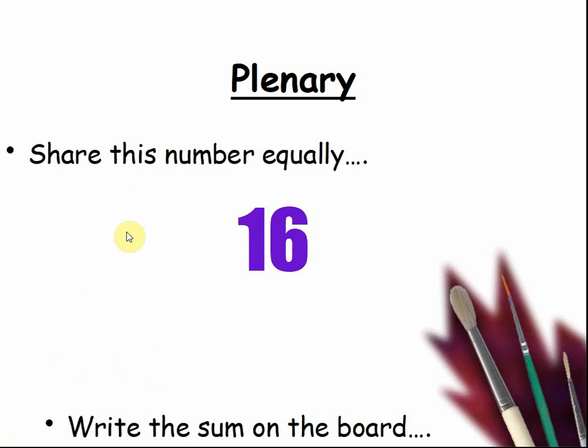Share this number equally. How can I share this in different ways? Write the sums on the board. Pause the video to do it.